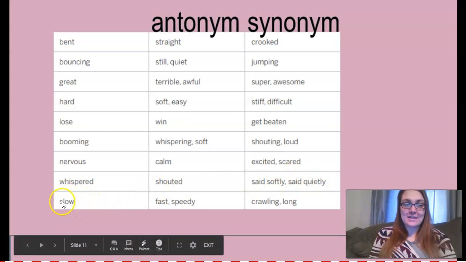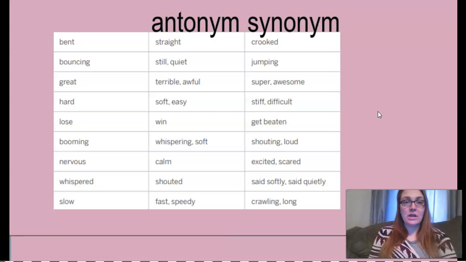And our last one on this list, slow, meaning something maybe crawling or something taking a long time. That's a synonym. Whereas an antonym and opposite might be something that's fast or speedy. Okay, and you guys did some antonym and synonym words practice yesterday in your activity pages.